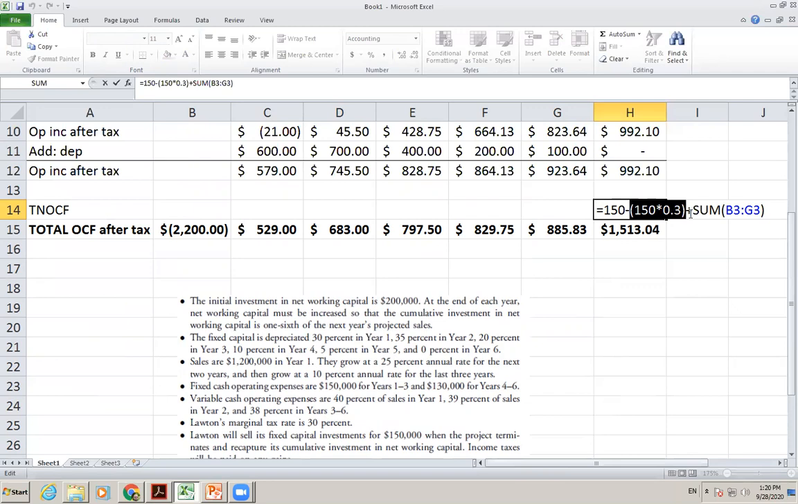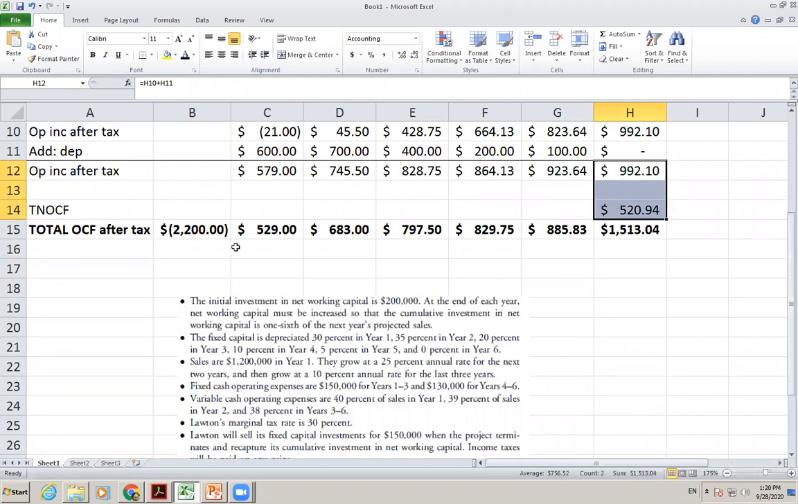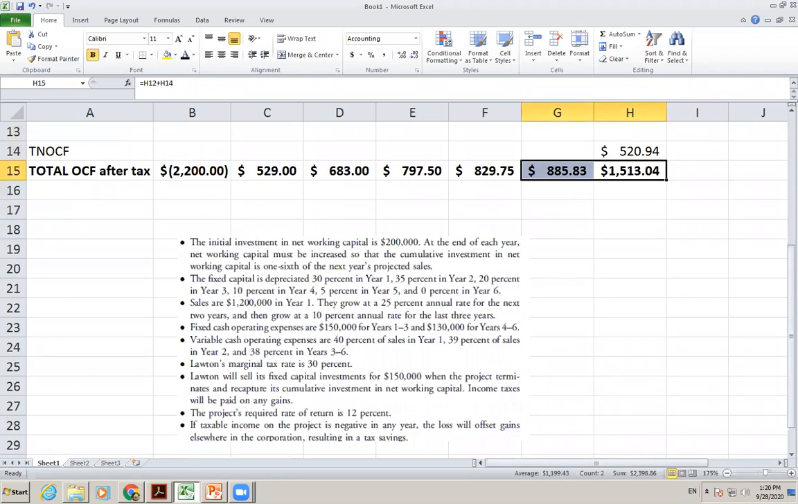Plus, we are adding all the net working capital because we had the cumulative net working capitals and we need to add it back at the termination date. So we're adding back to get the terminal non-operating cash flow. And the last stage, what we do here, terminal non-operating cash flow plus operational income after tax, that will give you total operating cash flow after the tax. So now we can calculate the NPV with the discount rate of 12%.